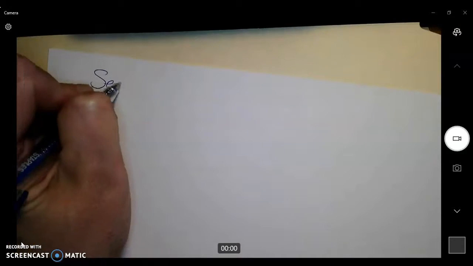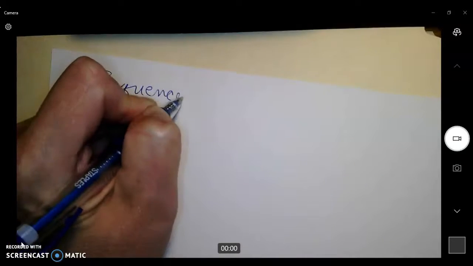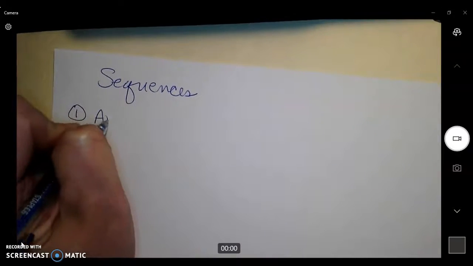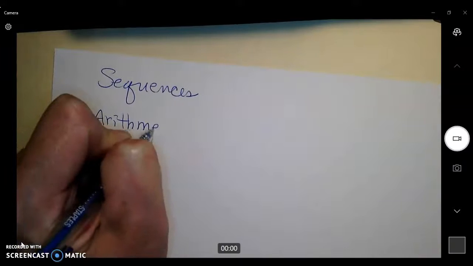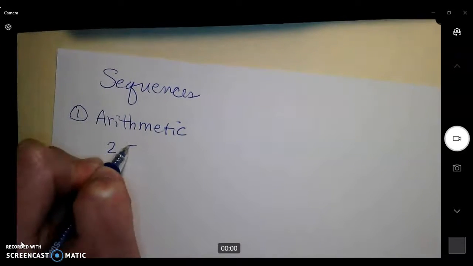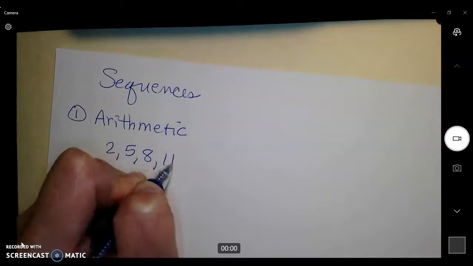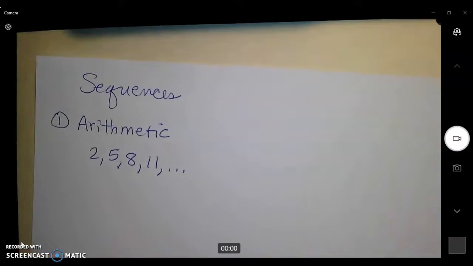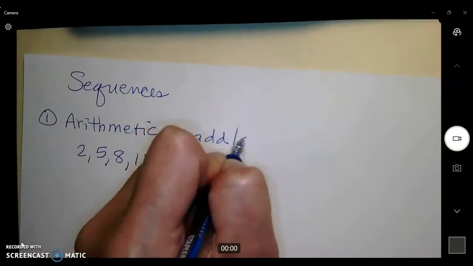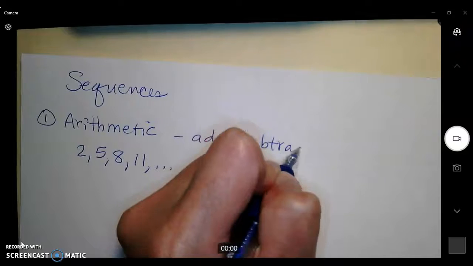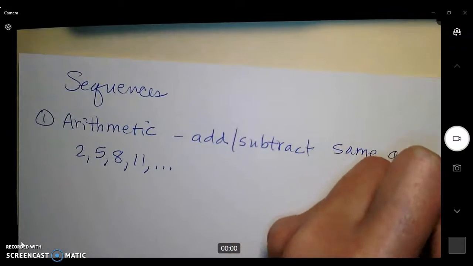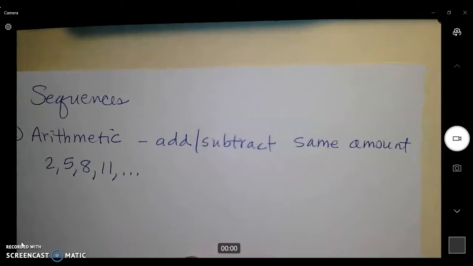Good morning. Today we're going to talk about sequences, and there are three types. The first type we're going to talk about is arithmetic. Here's an example of arithmetic: 2, 5, 8, 11, etc. So arithmetic sequences add and subtract the same amount every time.